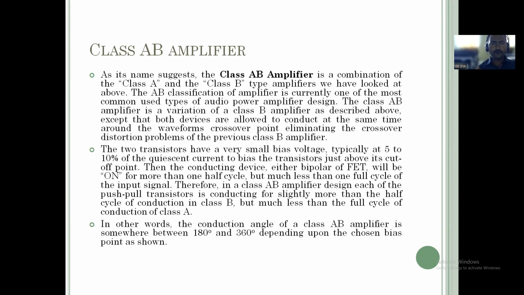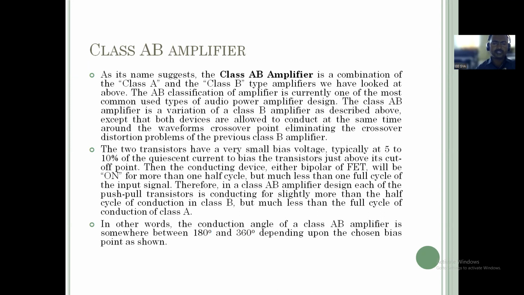So if the advantages of both class A and class B are taken, then that should be used for the application, and the disadvantage, that is crossover, should be eliminated by using this class AB type of configuration, right? So it is the combination of class A and class B type of amplifier, right?